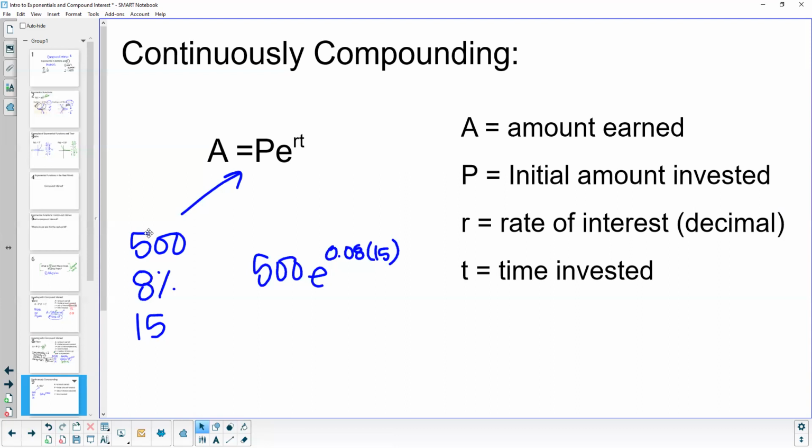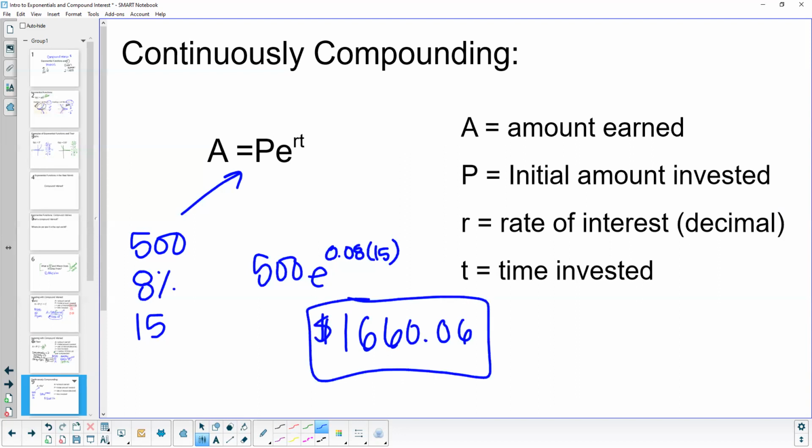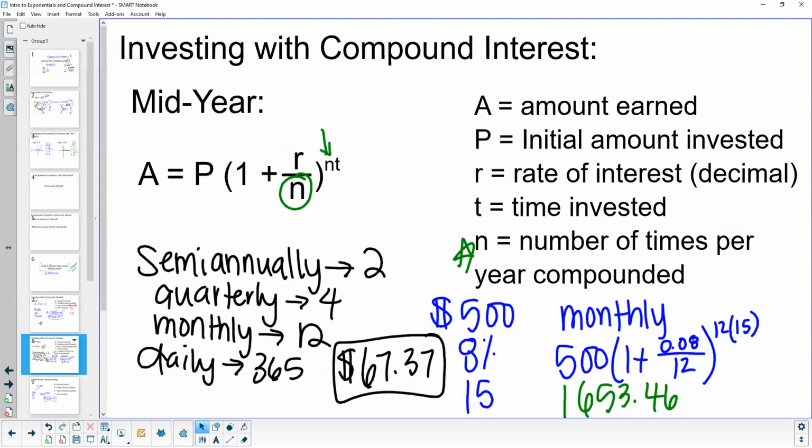As we do this, we end up getting a quantity of $1,660 and about 6 cents. So this is going to be the maximum amount if they're compounding continuously under those conditions. But you can see how even then we ended up making almost $7 more than the time before. So we can see how compound interest can be super awesome. What we are going to have you do after this is just practice. If you have any questions, don't hesitate to ask. That's kind of how we go through and compound with each of those.